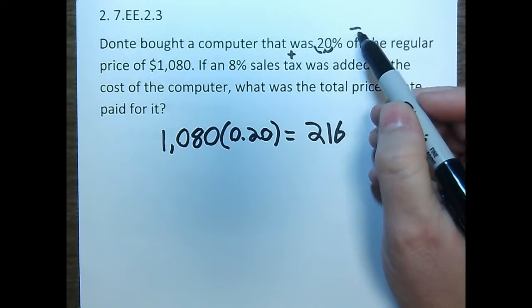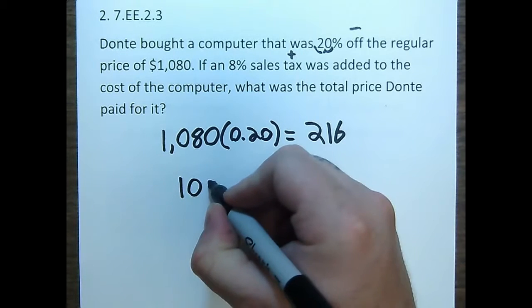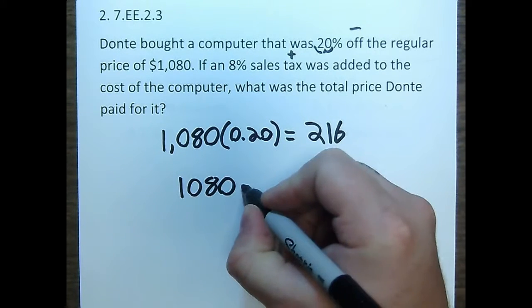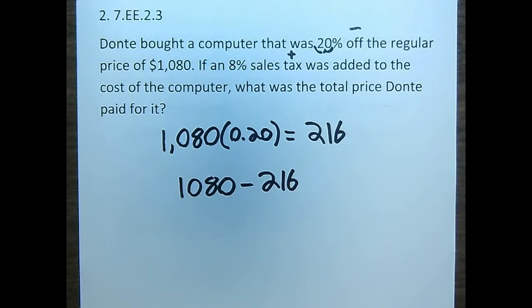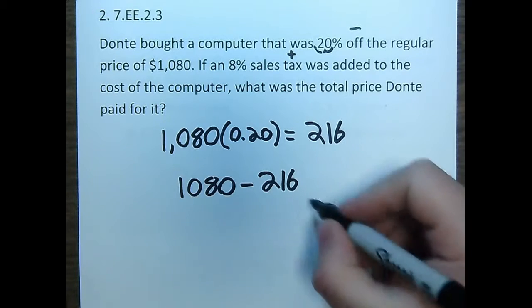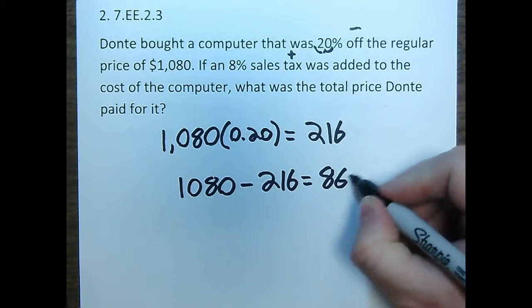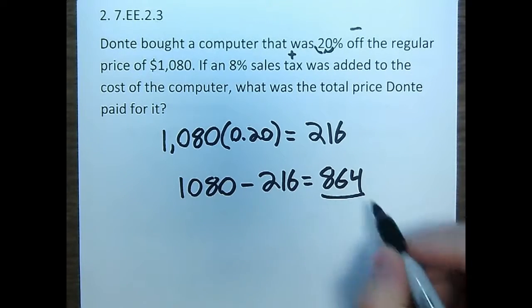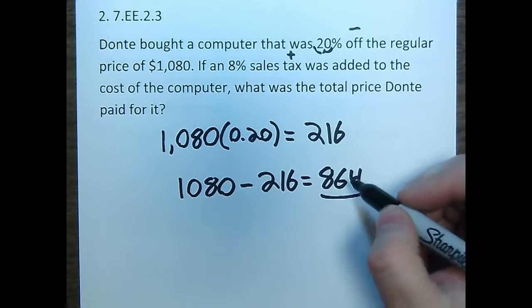$216. And I made a little note up here that we're going to subtract, so I need to take 1,080 and subtract that 216 from it. So I take the 1,080, subtract $216, and I will get $864.